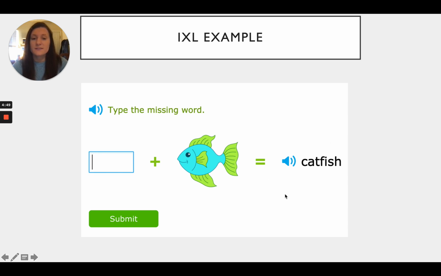So in this example, we see that it's giving us a specific type of fish. So instead of just a generic basic fish, it's giving us a specific type of fish when we put the word cat and fish together. All right, and that is our language arts lesson for today.